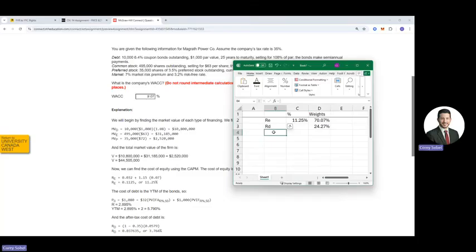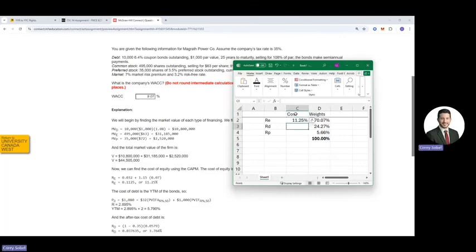And then I'm going to have eventually the weighting of my preferred shares. So that's going to be the 2,520,000 divided by, again, the 44,505,000. 5.6%. That works out to 100% total, right? So now I have the weighting of each one of those components. I need the cost of each one of those components, right?